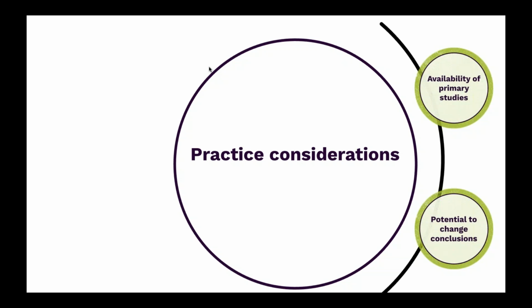And then we have to think about the potential change to conclusions. So let's say there is a systematic review where the certainty of the evidence is already high. The message coming out of the systematic review is very clear. Let's say there are overwhelming benefits, minimal harm. Even if there's a new primary study, it's probably not worth conducting a new systematic review because of the assessment that the potential for change in the conclusion is very unlikely.